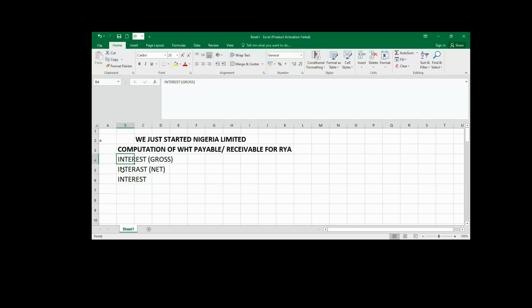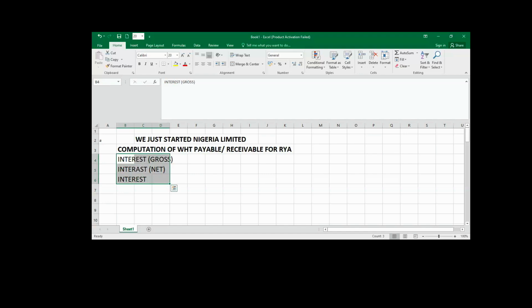If they say interest net, it means the person paying you that interest has deducted the withholding tax. So the amount you have is the amount minus the withholding tax. Take note of that. Where the examiner just says interest without saying whether gross or net, you assume it is gross. You need to have knowledge of those three forms of information I just mentioned.